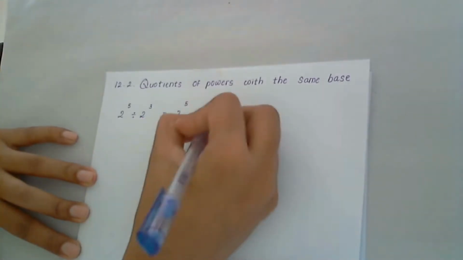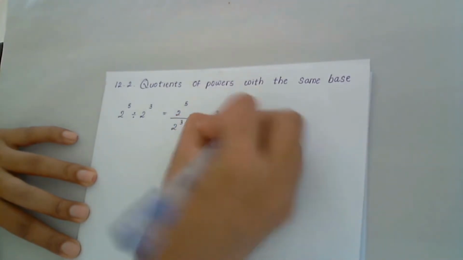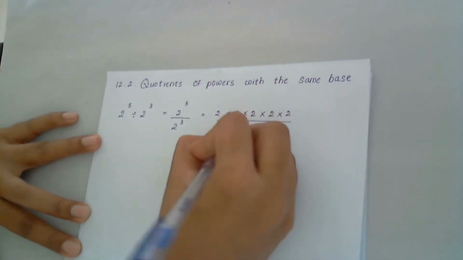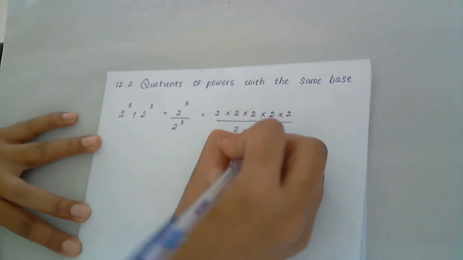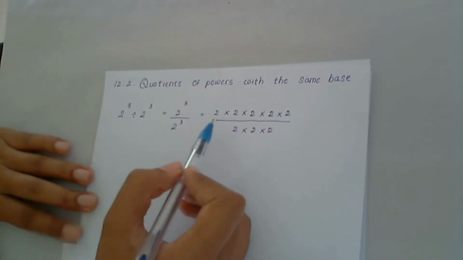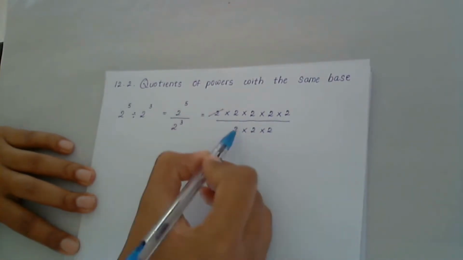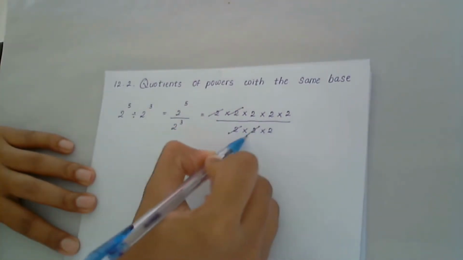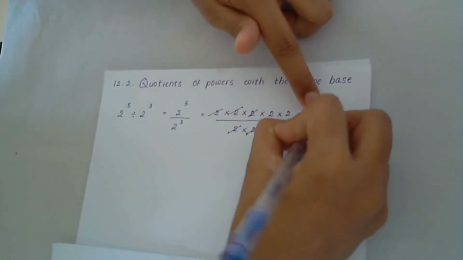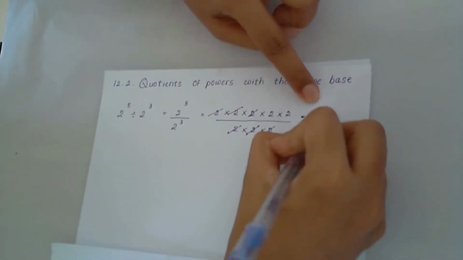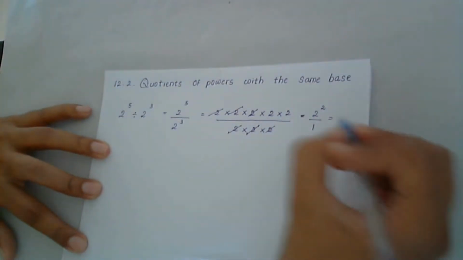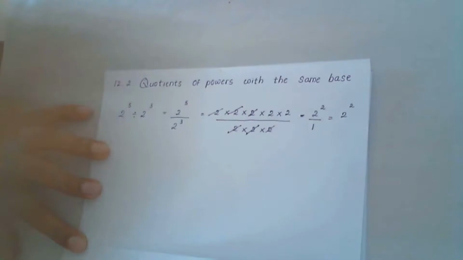Now I am going to expand. 2 into 2 into 2. When we look at the numerator and the denominator, we can see 2 is common. So one 2 cancels with this one, another one and another one. And here we have 2 into 2, that means 2 to the power 2. Here we have 1. Then it is equal to 2 to the power 2.